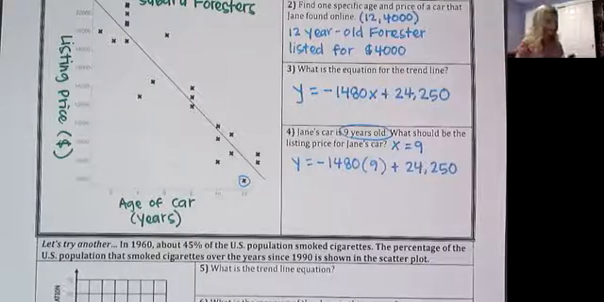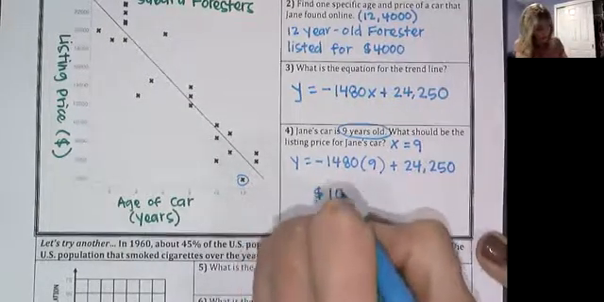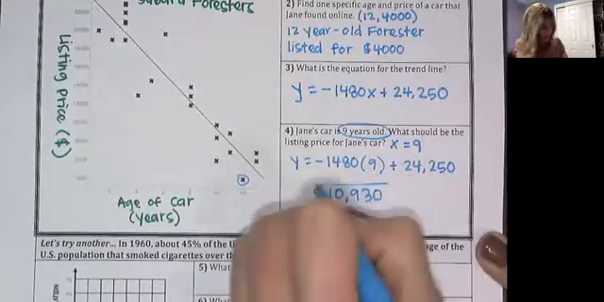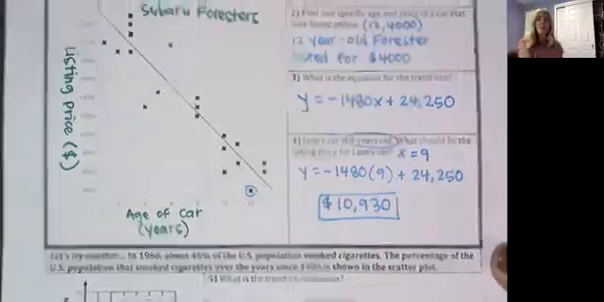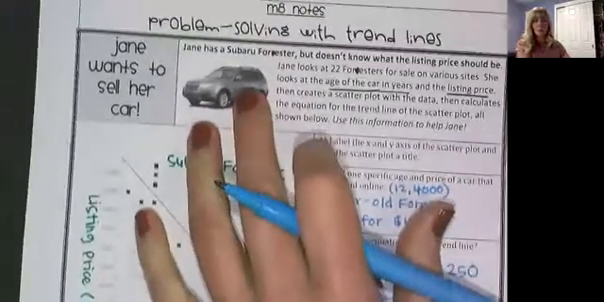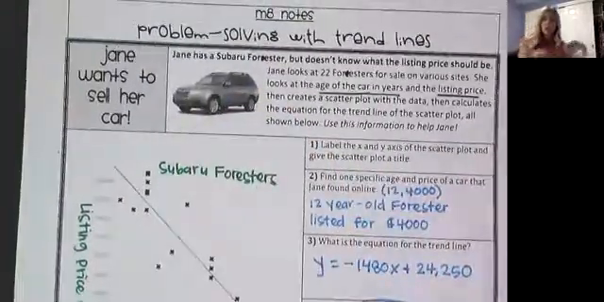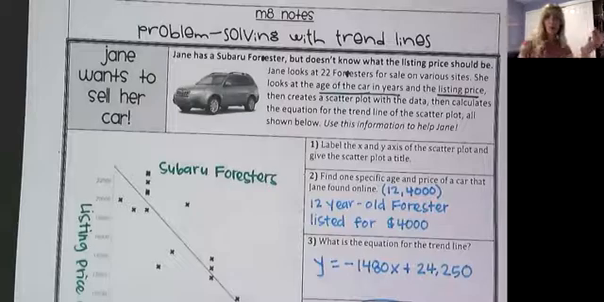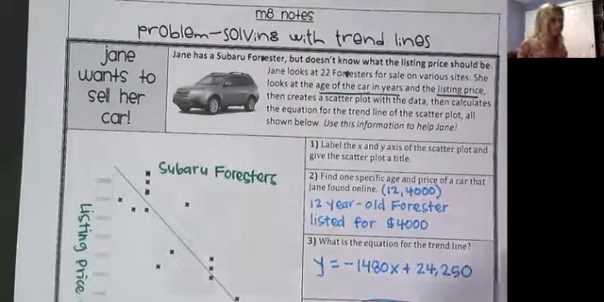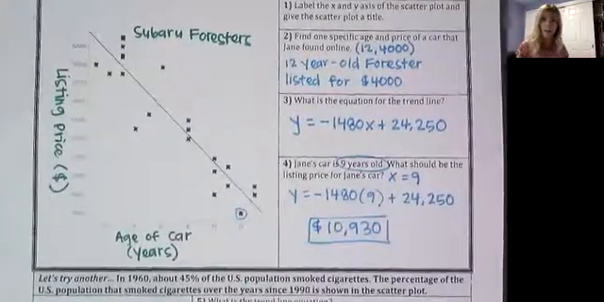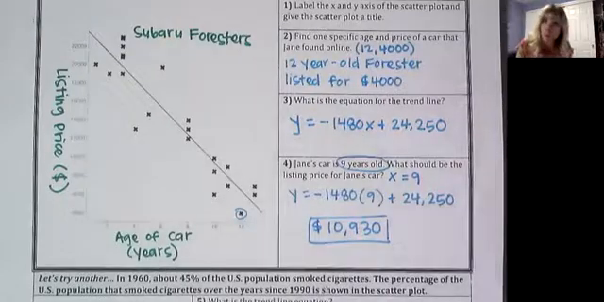Here's mine. Okay, so I'm going to go negative 1,480 times 9 plus 24,250. And, okay, I got $10,930. That is why the title of these notes is called Problem Solving with Trend Lines. You set up your scatter plot, you calculate a line of best fit or a trend line, and then once you get an equation for it, you can actually use that equation to answer some questions, okay?